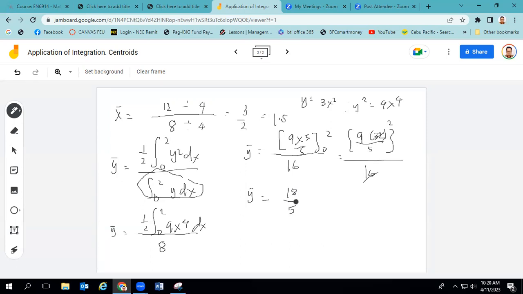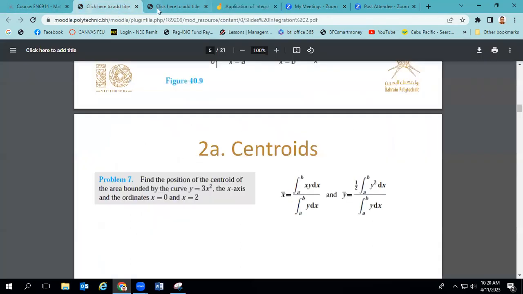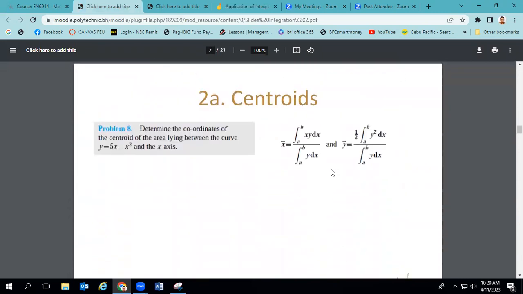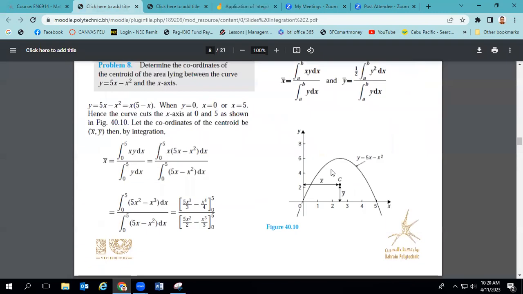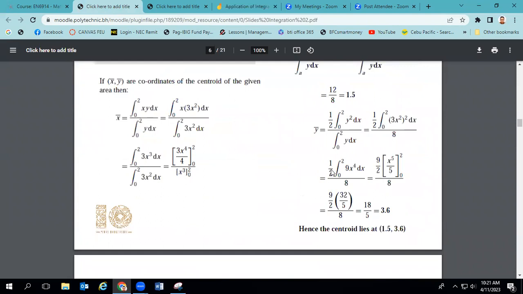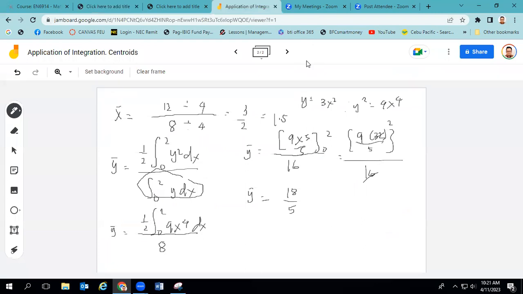So that would be your centroid along y. We can check from our calculation. 18 divided by 5 is 3.6. Okay, it's 18 divided by 5, or 3.6.